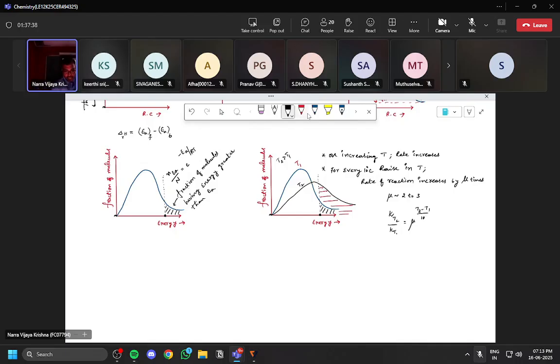According to Arrhenius, the rate constant K can be written as A into e power minus EA by RT. Already we know what this e power minus EA by RT is. What is this? The fraction of molecules that attained that energy, right? Whereas A is called the Arrhenius constant, or we call it the pre-exponential constant.